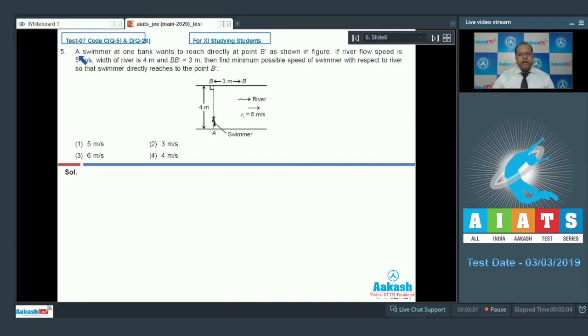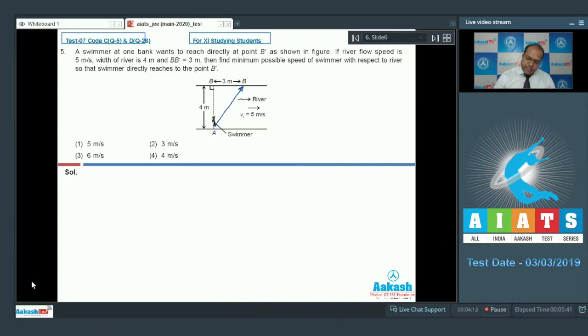In question number 5, a swimmer at one bank wants to reach directly at point B dash as shown in the figure. If river flow speed is 5 meter per second, width of river is 4 meter, and BB dash is equal to 3 meter, then find the minimum possible speed of swimmer with respect to river so that the swimmer directly reaches the point B dash. In order that the swimmer directly reaches the point B dash, the resultant velocity of swimmer with respect to ground must be along this direction.